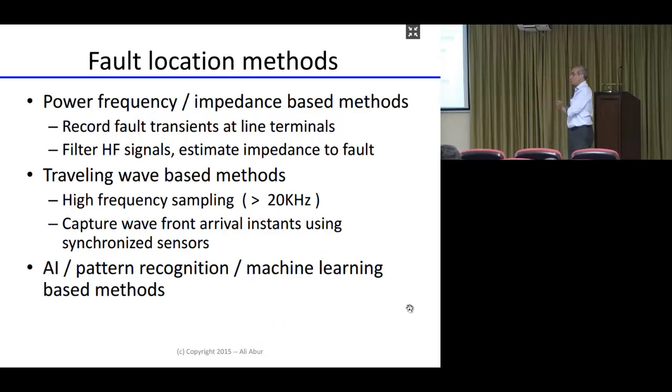And as you know, probably most of you also worked on this. There are many different ways to do this. Over the years, we have seen millions of papers on fault location. So there is this category of papers on fault location using power frequency, or they are sometimes referred to as impedance-based methods. So they basically filter out high frequency and then they estimate the impedance to fault. The others are using high frequency or traveling waves, and they either capture the wavefronts or they use high frequency sampling to do correlation studies. And then finally, there are all these techniques which use pattern recognition, intelligent methods, and so forth.